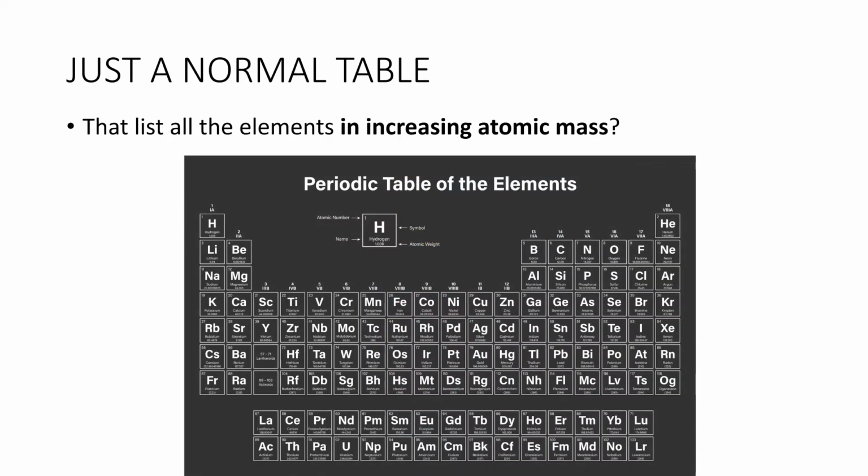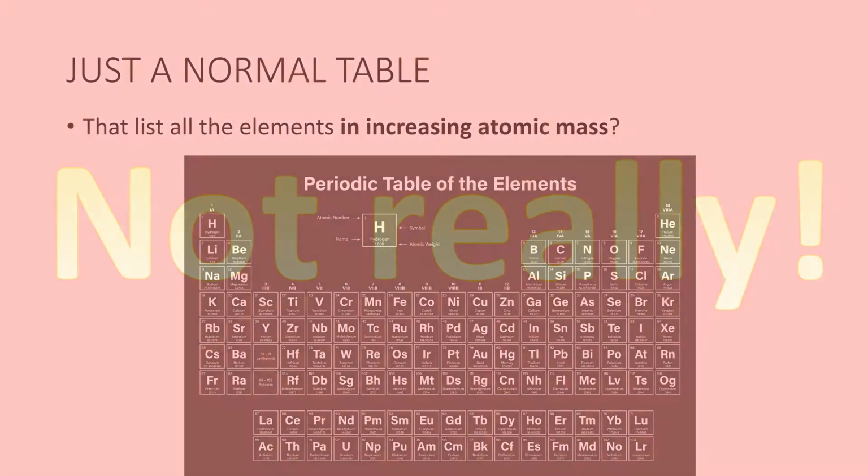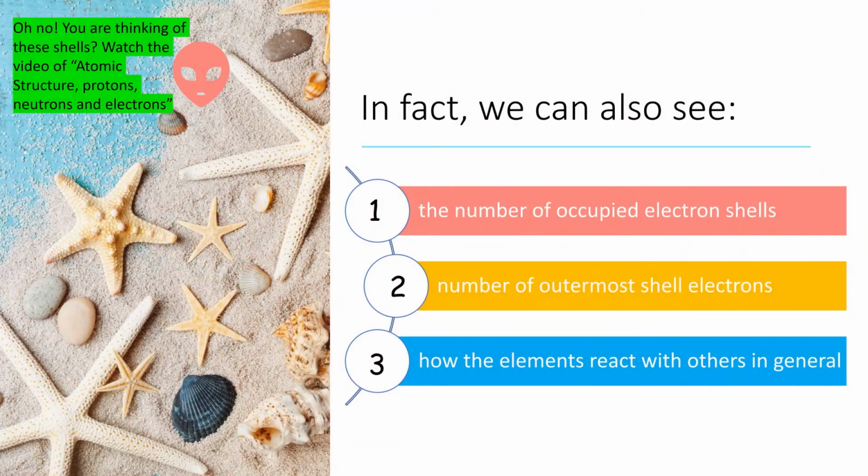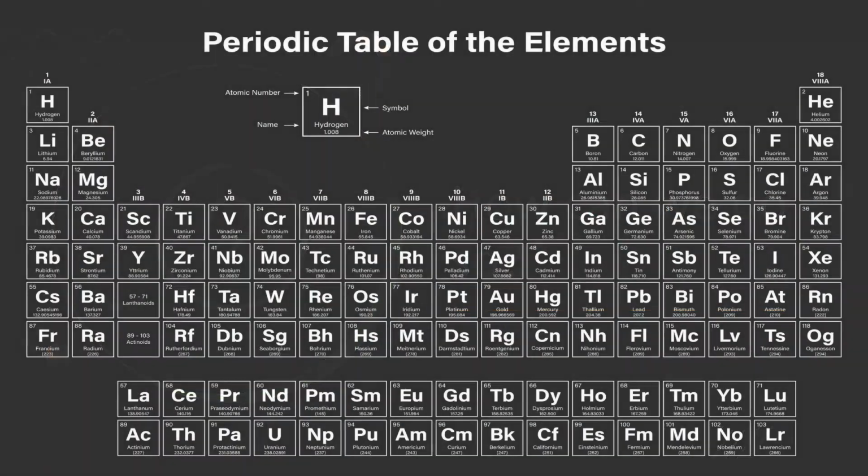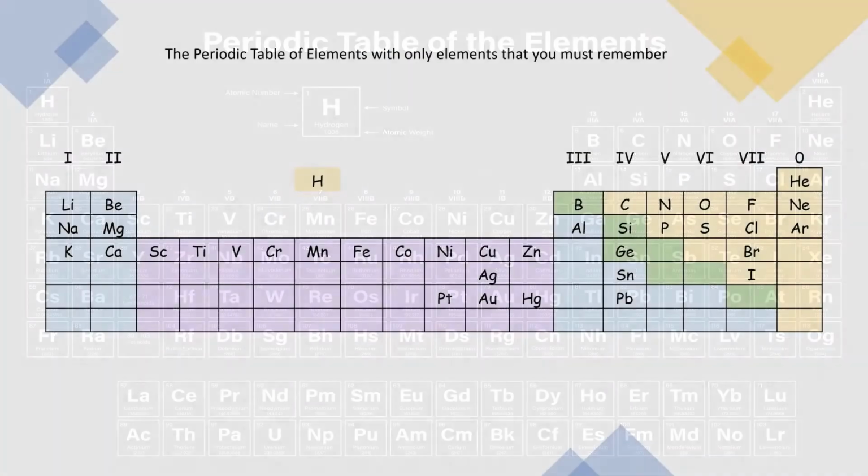Is it just a normal table that shows all the elements in increasing number of protons? Not really. In fact, we can also see the number of occupied electron shells and the number of outermost shell electrons, and it tells us how the elements react with others, with a general idea. How can we do so? We can get started by having a look at what the periodic table is.